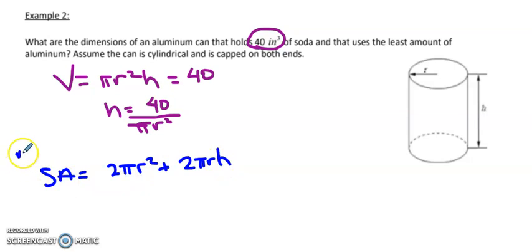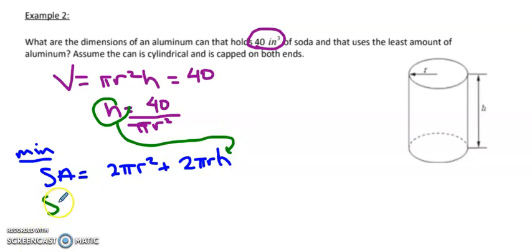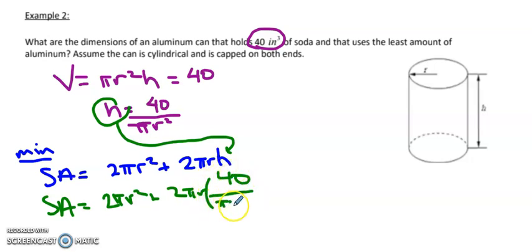So our job is to minimize this surface area, and you can see that it's helpful that I solved for H, because I can take what I have for H here and plug it right in to the one spot that we have H. So I have surface area equals 2 pi R squared plus 2 pi R times, instead of H, I'll put in 40 over pi R squared. Now, what we want to do is take the derivative here and then set the derivative equal to 0.